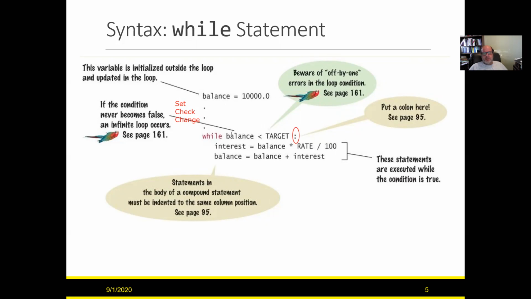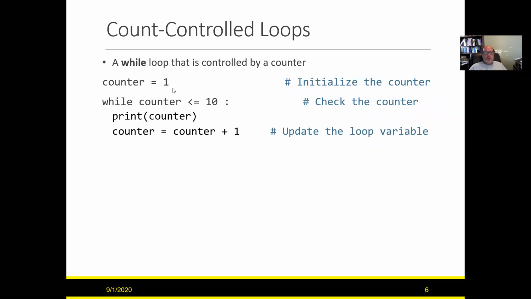Then we're going to be checking it over here, and we have to be sure that we change this condition somewhere inside the while. Otherwise, we're going to stay here forever. So we set it before we get into the while loop, we check it in the while loop, and we change it in the while. So I'm setting the counter to 1. I'm checking to see if the counter is less than or equal to 10. I'm going to print it, and I'm going to change it. So set, check, change. Or your book is talking about initialize, check, update.